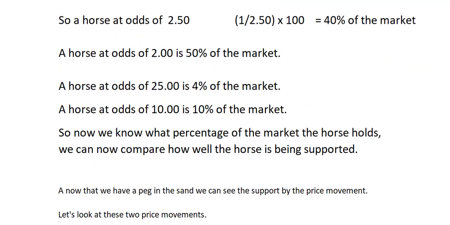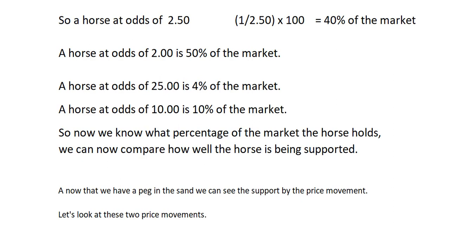Okay, so if we look at a couple of other prices to give you the understanding of it, a horse at 25 to 1 is only 4% of the market. So for every $100, there's $4 on that horse. And if a horse is at $10, it has 10% of the market. That's a pretty easy one to work out.